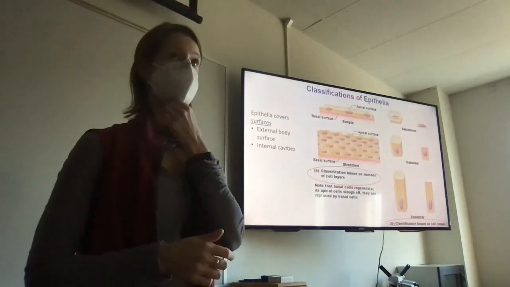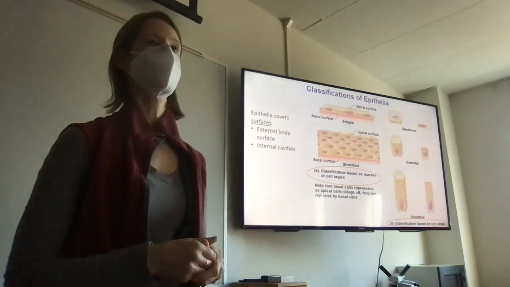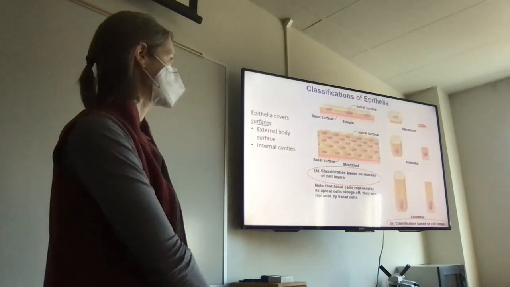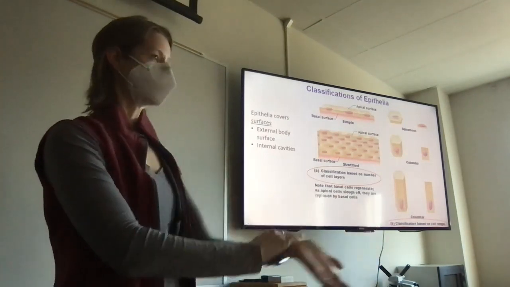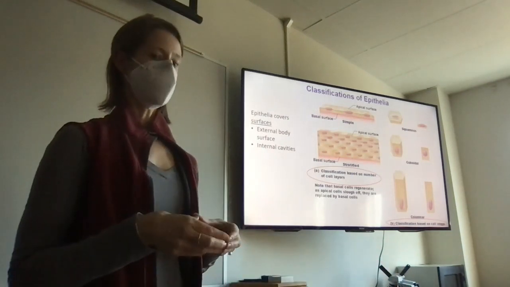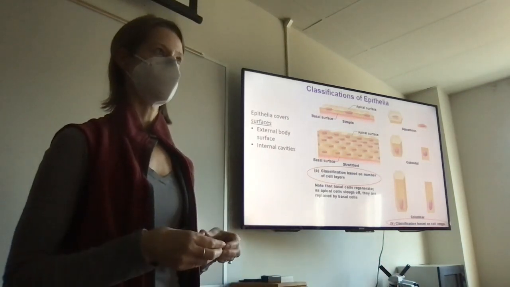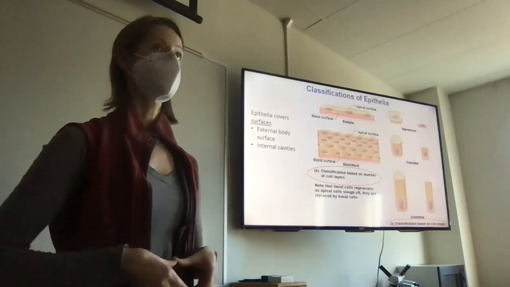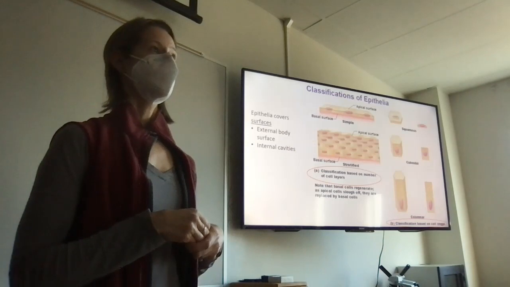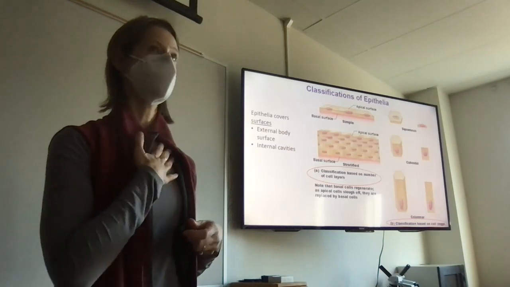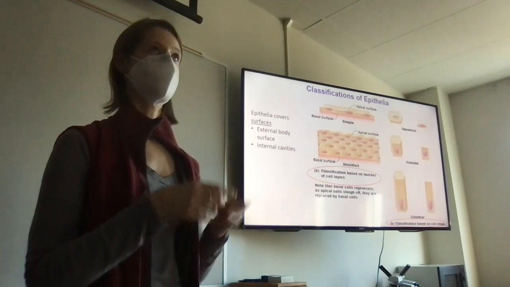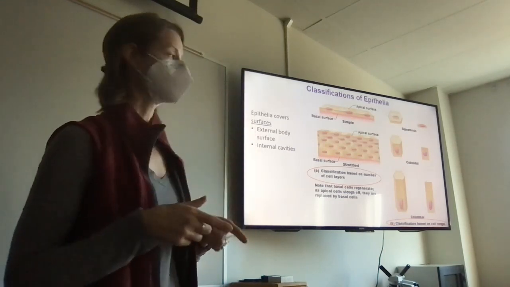So epithelial tissue, again, you don't need to know where it's found for lab, but I think it's helpful to envision, at least in this case, what the heck it's doing. So it's covering our external body surfaces. So your skin is epithelial tissue, and it's also lining internal cavities. So your digestive system has a lot of internal cavities, your intestines, your stomach, your respiratory system, your lungs, trachea, etc. All of those are internal cavities, and they're lined by epithelial tissue.